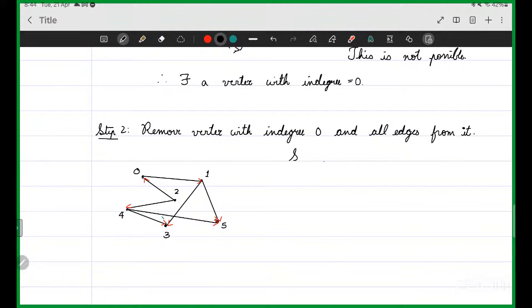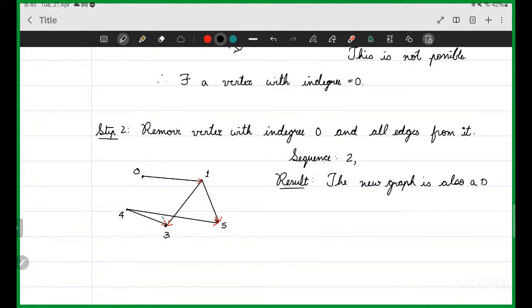So at this point, my sequence is just 2, and I don't know what comes after 2. I start with 2, I remove 2, and the edges which are coming from 2. What am I left with? I'm left with another graph. The result, which is easy to verify, is that the new graph is also a DAG.